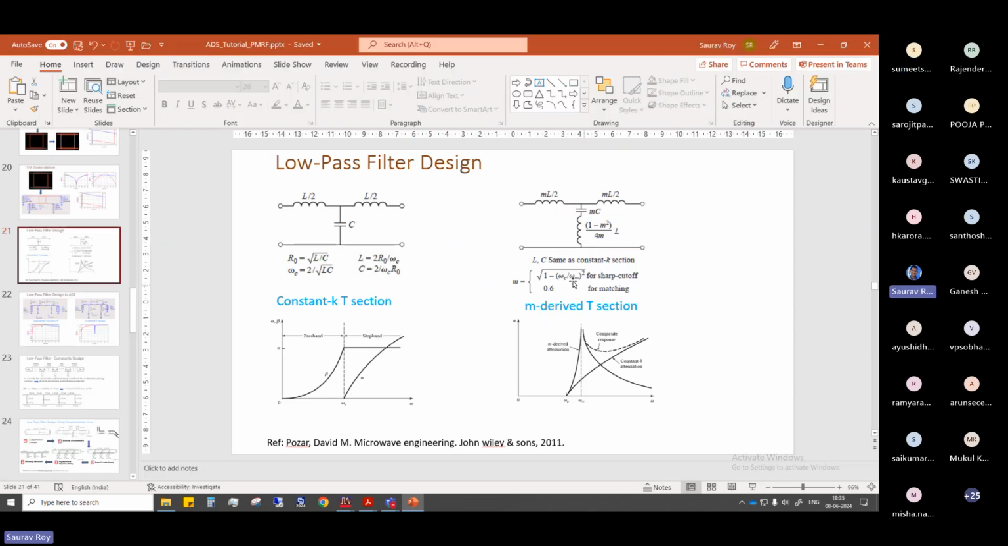So how do you do this? For that, you have to use this function M. Once omega infinite is already mentioned in the question and omega C is given, you can calculate M. And for calculating M, there are two sections. One is for sharp cutoff, that is improving the roll off. Another is for the matching section. That we are coming to later. Once you know M, you can calculate these components here, L and C. The initial L and C components you know already from the first constant K section. Then you multiply by this M constant and get these components, right?